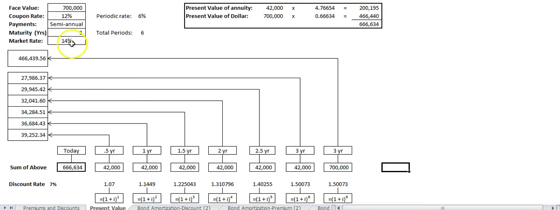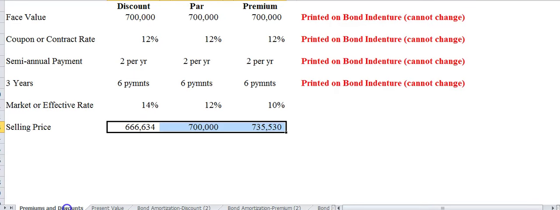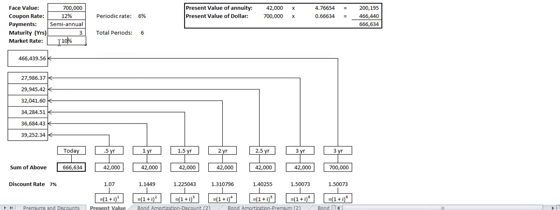So if the market rate is 14%, it's going to discount it much more, right? If the market rate is 10%, it's lower, it's going to discount it less. And notice how the price, the value of the bond changes, right? So when you discount all these cash flows, you determine the price of the bond. Notice how when the market rate is 14%, this becomes 666,634, which matches the example that I gave here. And when this is 10%, it becomes 735,530, because you're discounting.